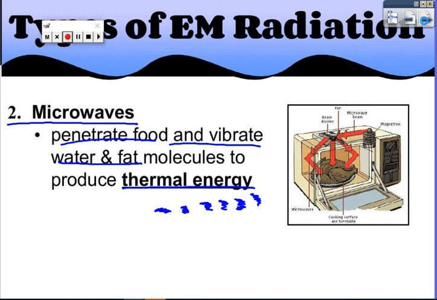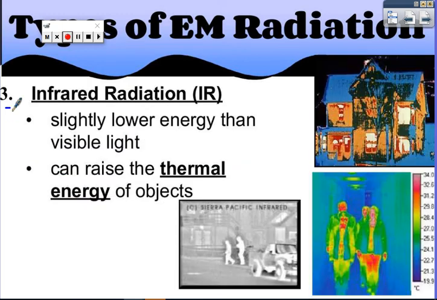The third type, going from longest to shortest, is the infrared. These are slightly lower than visible light. So they're just light slightly lower than what we can actually see. If you use an infrared camera, what you'll see is it actually creates an image of the waves that are slightly longer than visible light.